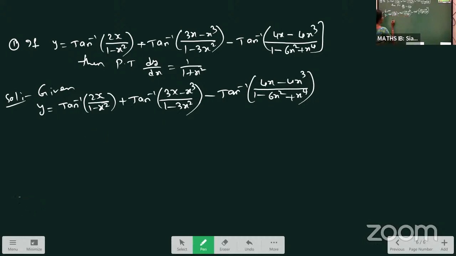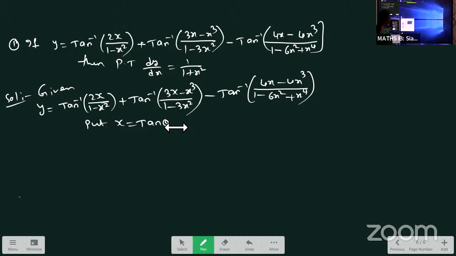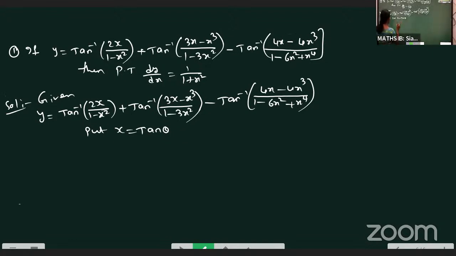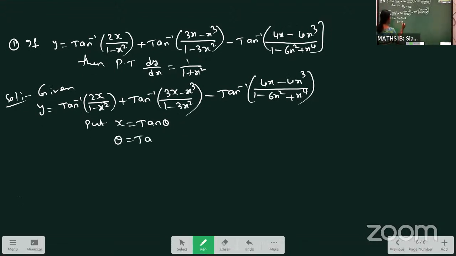So here the substitution is put x is equal to tan theta, because tan inverse outside is there. If inside we can get tan theta, both can get cancelled. So that is why put x is equal to tan theta. So theta becomes tan inverse x. Keep them aside. Go to the question and substitute.